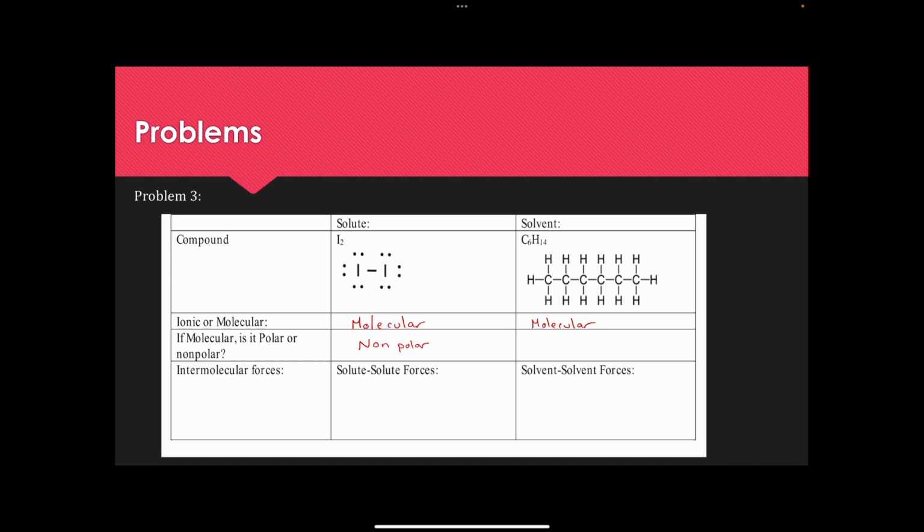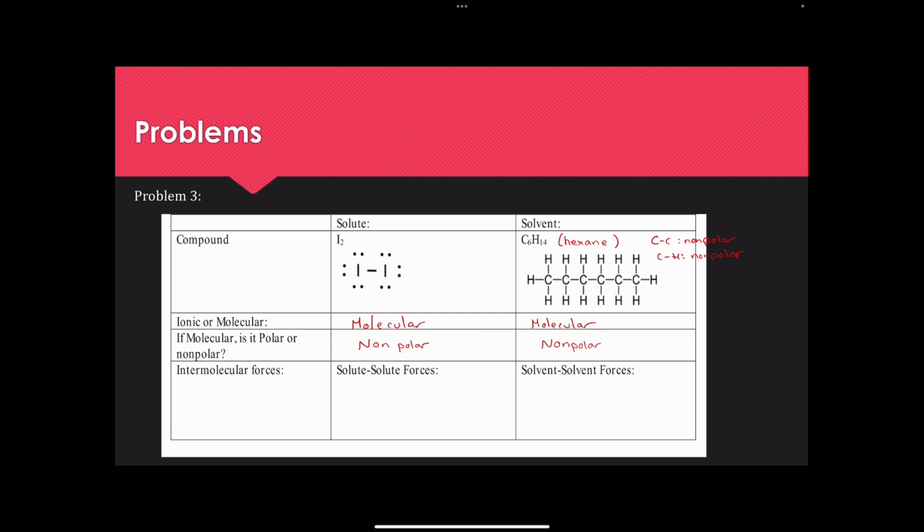My C6H14. Remember C6H14 from our previous chapter, that's hexane. It's 6 carbons, all single bonds. That hexane's got carbon-carbon bonds, which are nonpolar, and it's got carbon-hydrogen bonds, which are nonpolar. It has all nonpolar bonds, so it is a nonpolar molecule.